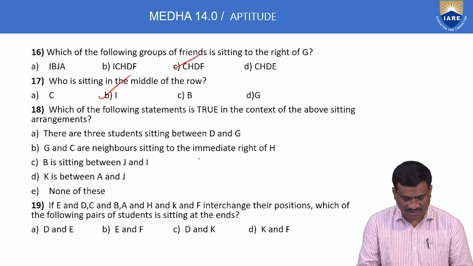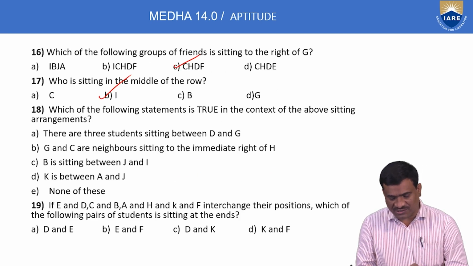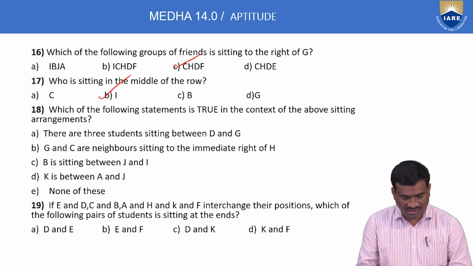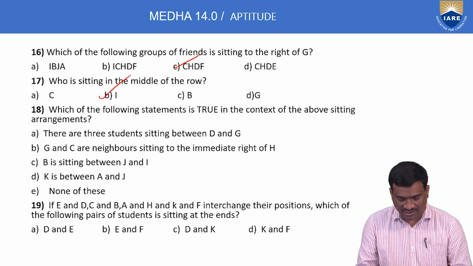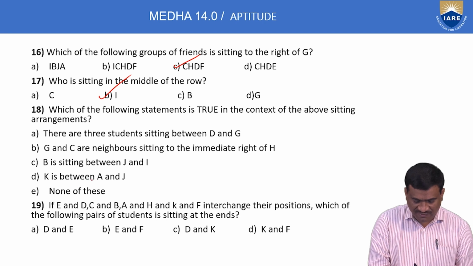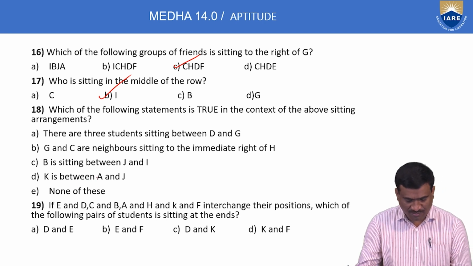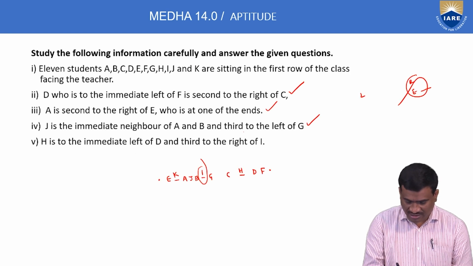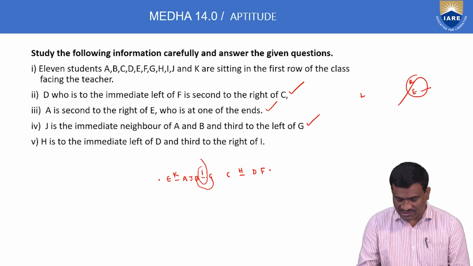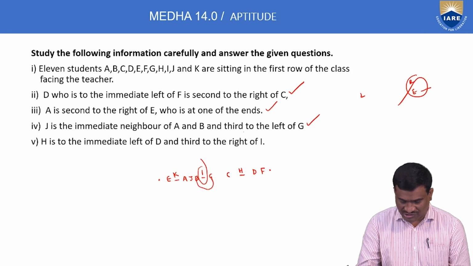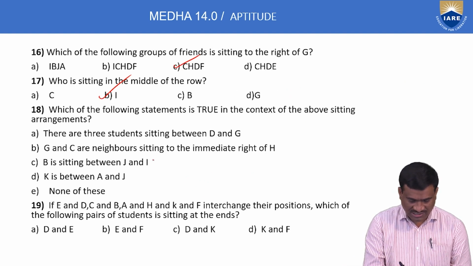Next, third one. Which of the following statements is true in the context of the above seating arrangement? There are 3 students sitting between D and G. Not correct. Next, K is between A and J. No. B is sitting between J and I. Please verify option C. I is between B and G. That one is correct. So B sitting between J and I, J and I, not correct.